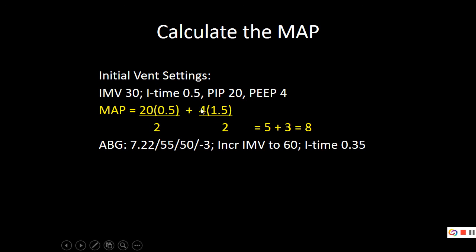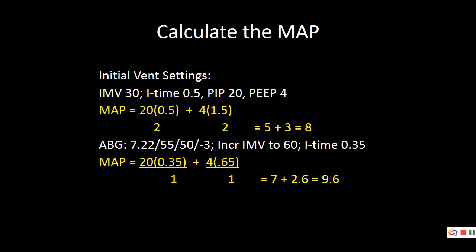We turn our rate up to 60, and again, that's to decrease our CO2, but we're going to affect oxygenation, and I want to know how. Again, we dropped our I time to 0.35. So in this case, we have to change a couple of these numbers in the equation. We changed our inspiratory time to 0.35 and our expiratory time to 0.65. And look what happened to our MAP. It went up to 9.6.